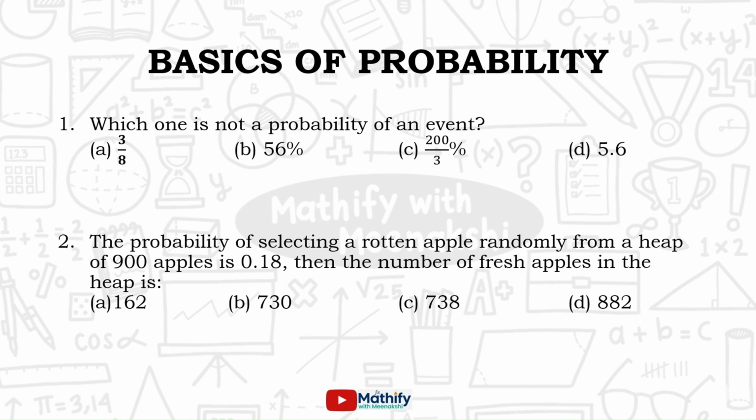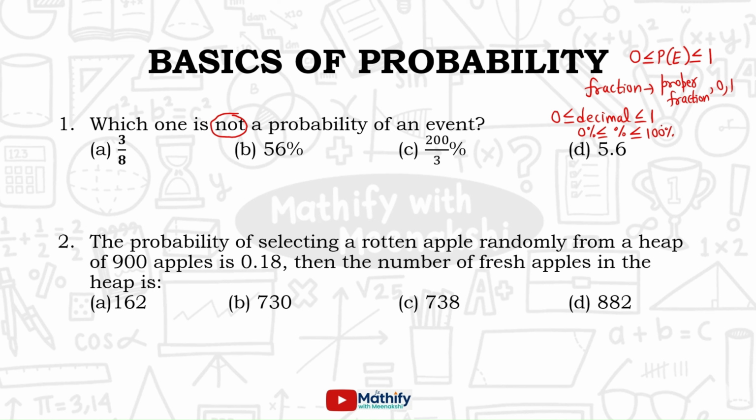First, basics of probability. Here the first question is, which one is not a probability of an event? So you should know two, three things here. First of all, the probability of an event should always be from 0 to 1. Now, if it's a fraction, then you have to see that it should be a proper fraction or it can be a whole number like 0 and 1. When it's a decimal, then you have to simply check that it lies between 0 and 1. And third, when it's a percentage, then you can say from 0% to 100%. So you should know these things, then you can check.